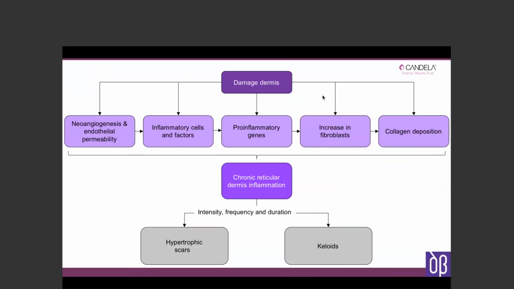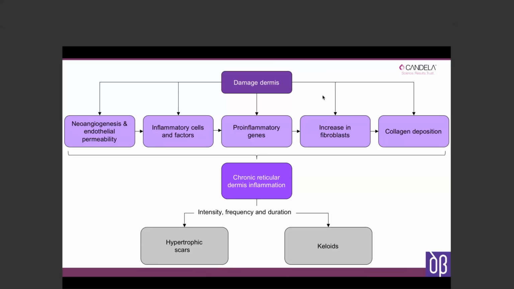After the damage of the dermis, we see the neoangiogenesis and endothelial permeability that lead to an increase of inflammatory cells and factors, which promote pro-inflammatory genes that increase fibroblasts, and finally lead to collagen deposition. Depending on how chronic this reticular dermis inflammation is, we can go either to a normal scar, a hypertrophic scar, or a keloid.